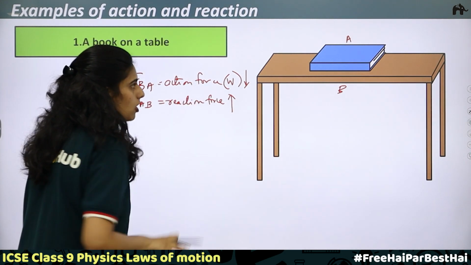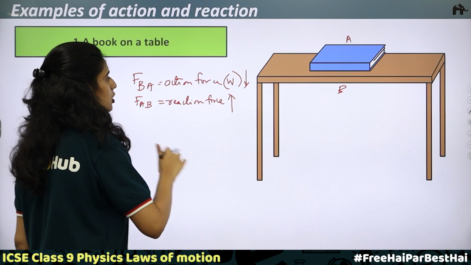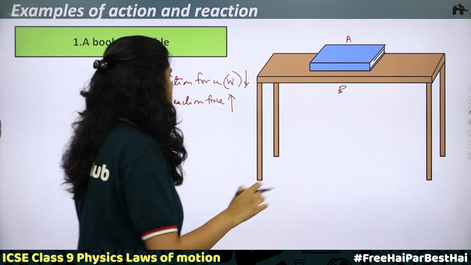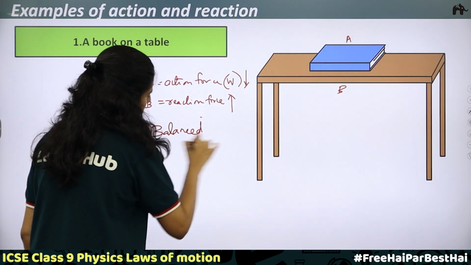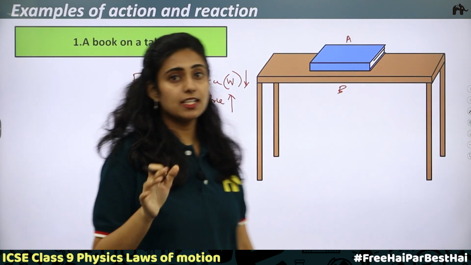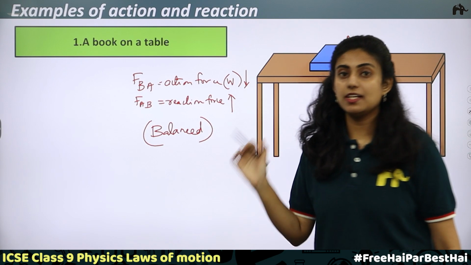Okay, there are two bodies. Here we have a pair of forces, action and reaction forces. So due to this reason, what happens? The book is balanced. The force that is acting on the book is balanced and the book does not fall to the ground. It does not move.